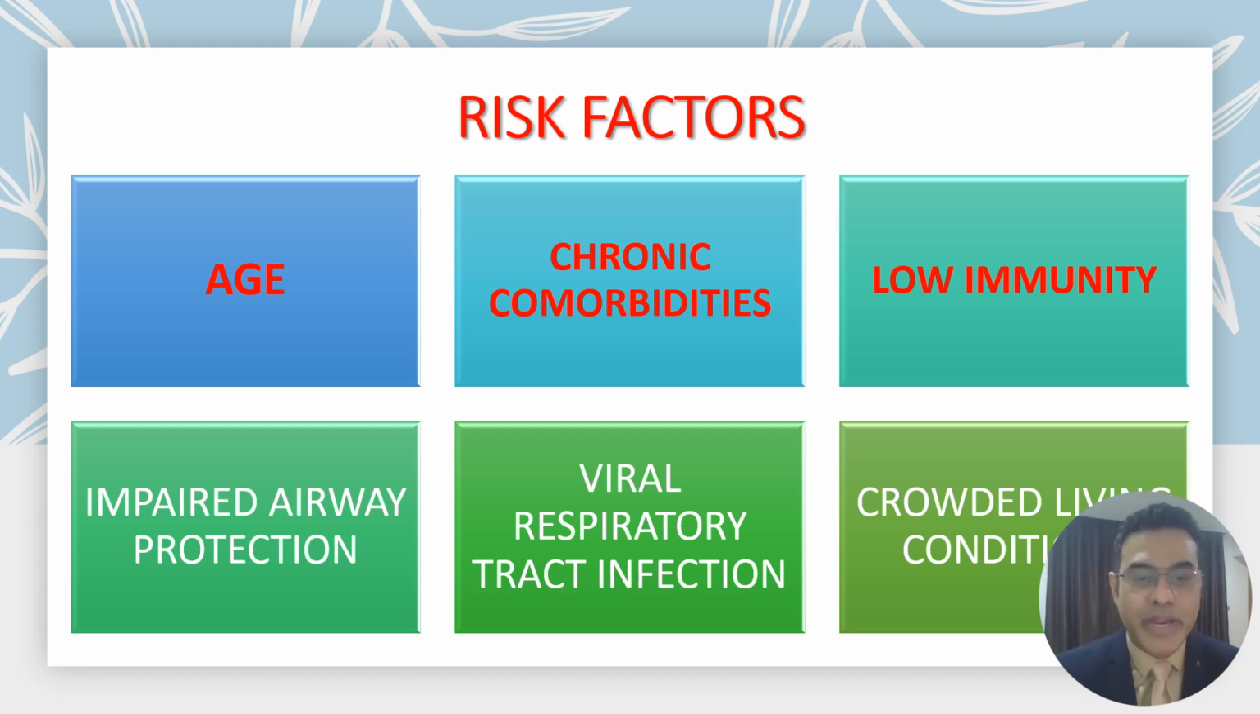And impaired airway protection because of substance abuse, like overuse of alcohol, becoming unconscious, unprotected airway, leads to aspiration pneumonias. And patients living in crowded living conditions, like in prisons or refugee camps or military camps, are prone to get pneumonias.